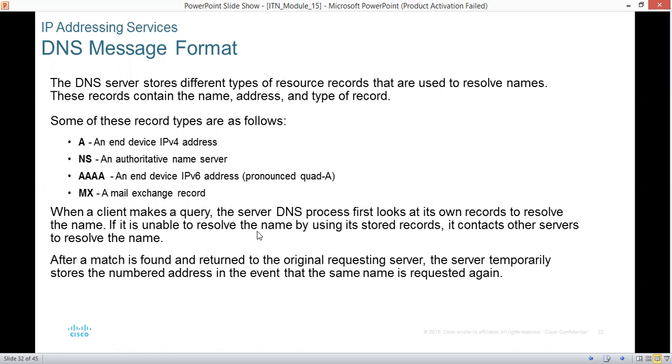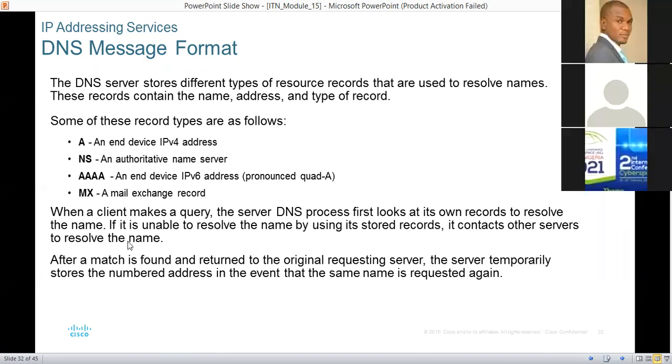When a client makes a query, the DNS server process first looks at its own records to resolve the name, to tell if it's an end device or an authoritative name server, and then match it up. If it's unable to resolve the name using its stored records, it contacts other servers to resolve the name. That means there are other servers within the DNS. After a match is found and returned to the original requesting server, the server temporarily stores the numeric address in the event that the same name is requested again.